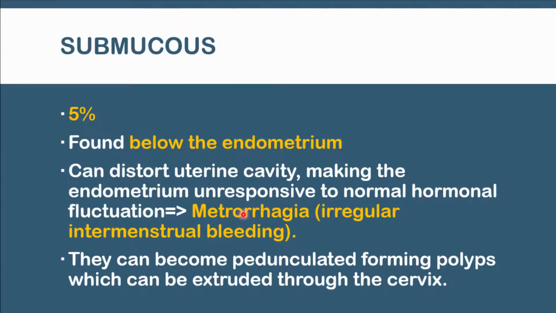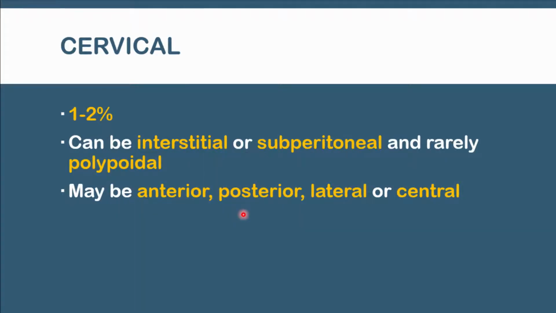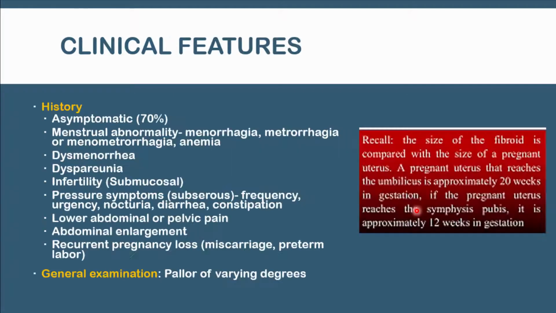These fibroids can also become pedunculated, where they have this pedicle and they form these polyps, and these polyps can sometimes be extruded into the cervix. Now, the last type is the cervical type, which is not so common, accounting for about 1 to 2%. These could either be interstitial, so within the walls of the cervix, or subperitoneal, just underneath the peritoneum. Sometimes they may also form these polyps, but it's very rare. And of course, remember, they could either be anterior, posterior, lateral, or even central.